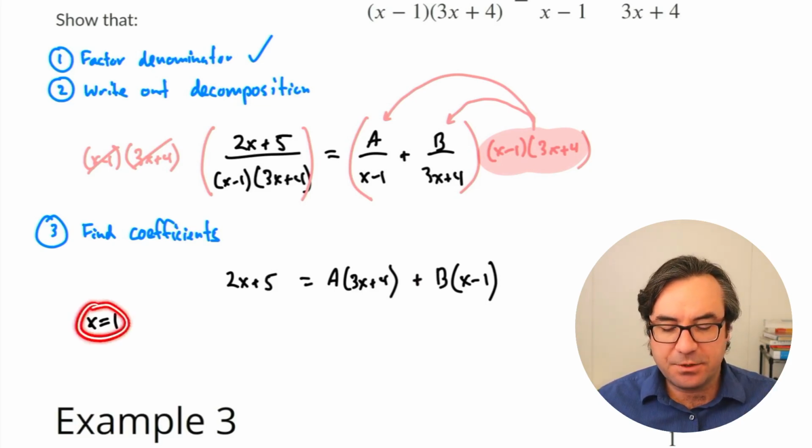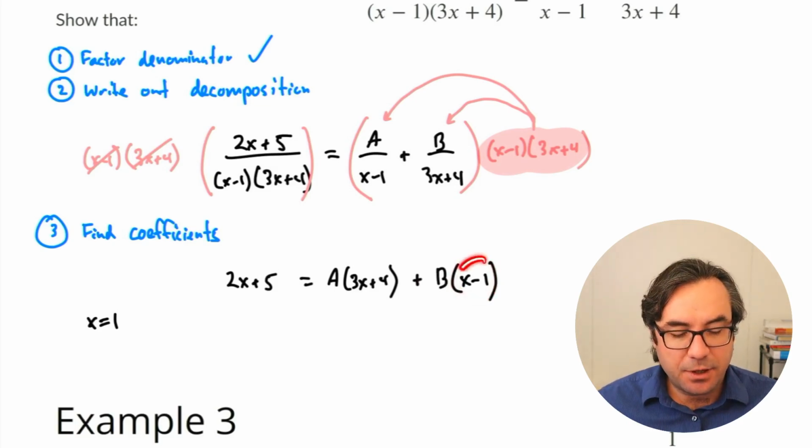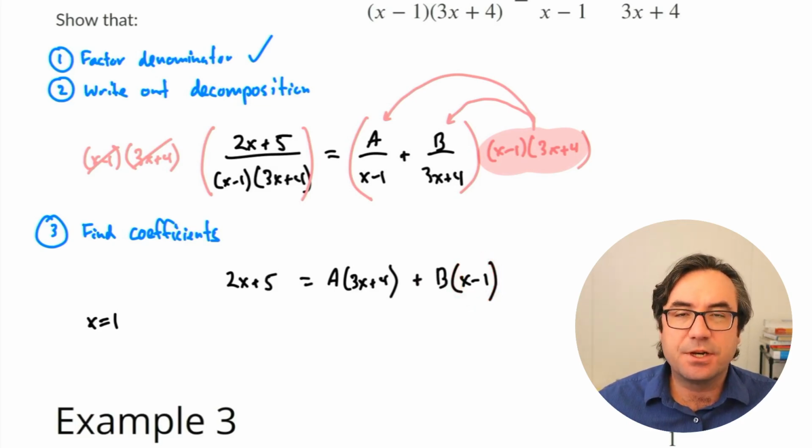So if we plug x equals 1 in, why am I choosing x equals 1? Because if I set this equal to 0 and solve for x, I get x equal to 1. So when I plug 1 into this, I'm going to get a big 0. So that's going to make this whole thing 0 here.